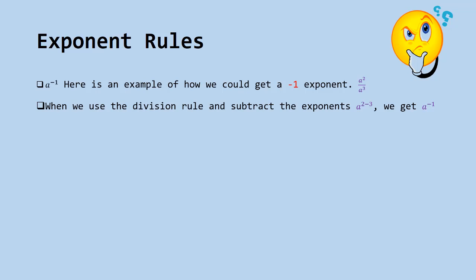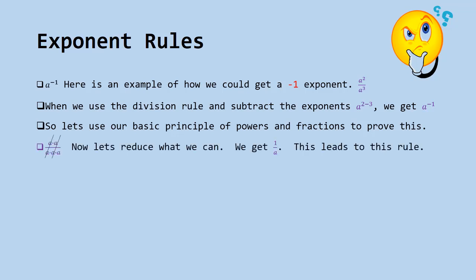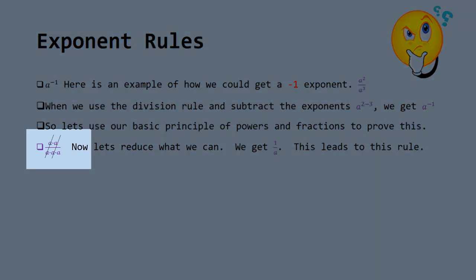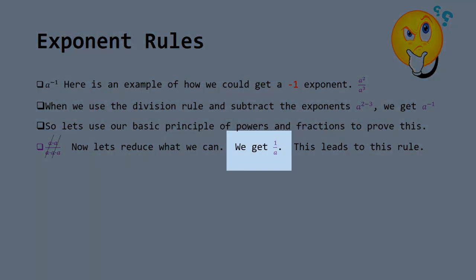Now let's continue to look at that from the basic principles of powers and fractions, and we're going to prove this. So again, you'll notice I wrote a times a on the top of my fraction, and a times a times a on the bottom to represent a squared over a cubed. Now again, you'll notice as we reduce, a divided by a is 1, a divided by a is 1, and so basically I'm getting a 1 on the top of the numerator and a on the bottom. We get 1 over a, which leads to the following rule.